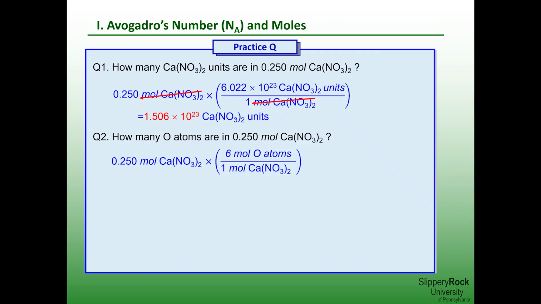But since we are asked for the number of oxygen atoms, we need to convert moles to oxygen atoms using Avogadro's number. Take note that we used 2 conversion factors in this problem. The moles of calcium nitrate cancel, and the moles of oxygen atoms also cancel, leaving us with a unit which is oxygen atoms. So the answer is 9.033 times 10 to the 23rd oxygen atoms.